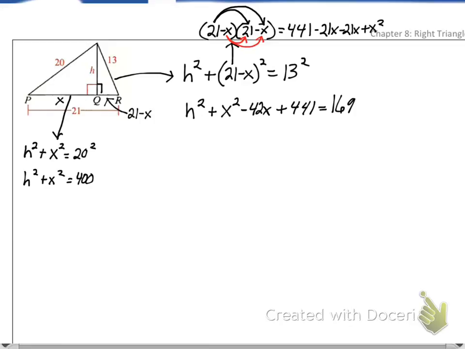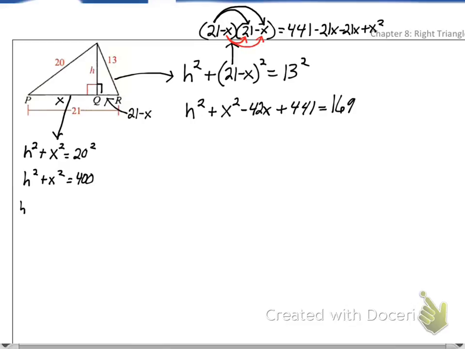You could do h squared or x squared. If you're going to solve for one of them, I'd probably choose h squared, because that way I get rid of a whole variable. If I do x squared, I still have regular x and regular h. So one way to do this is I could say h squared equals 400 minus x squared, and this is totally doable, where I throw that in for my h squared. There's something else we can do.